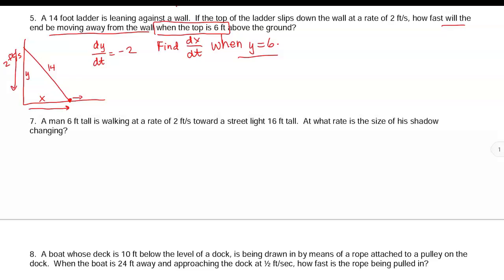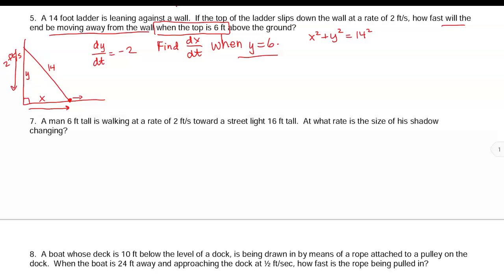We have obviously a right triangle here. So Pythagorean theorem is always one of the options for your equation. I'm going to set up Pythagorean theorem. The legs are x and y. So x squared plus y squared equals 14 squared. The hypotenuse is always 14 no matter what's happening to the ladder.